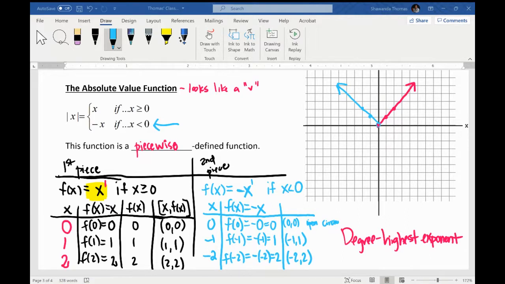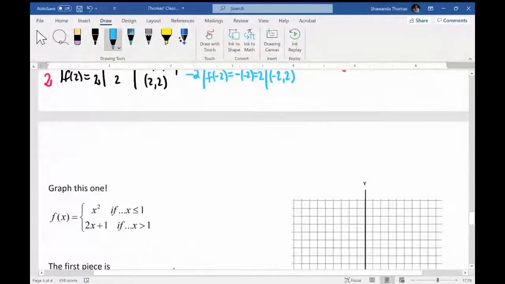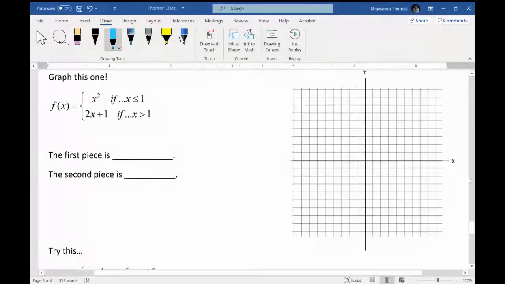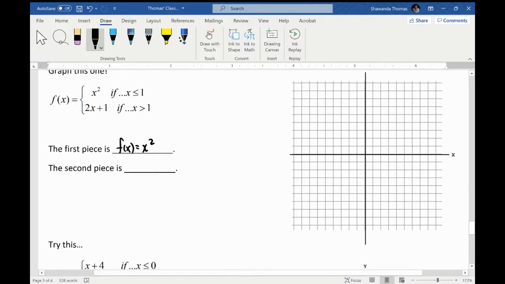All right, here we go. Let's go to another one so we can get the hang of graphing piecewise functions. We have two pieces again. What is the first piece for this one? x squared. I'm going to write it as f of x equals x squared. The second piece is 2x plus 1. f of x equals 2x plus 1.